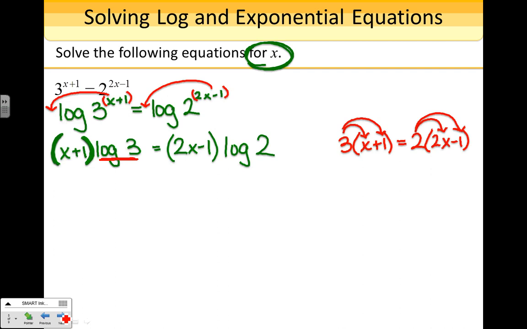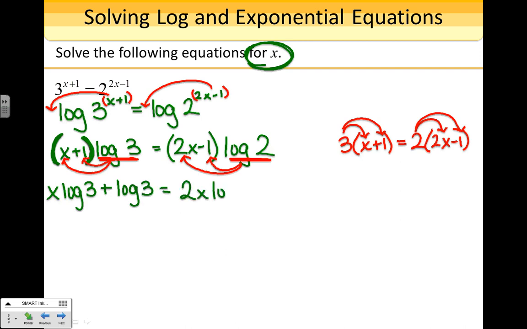Log 3 is just a number. So I'm going to distribute that. Log 2 is just a number. So we're going to distribute to get rid of the parentheses. So we're solving an equation just the same as we always would. So we have, let's do it this way, x times log of 3 plus 1 times log of 3 equals 2x times log of 2 minus 1 times log of 2. So we just distribute those logs.